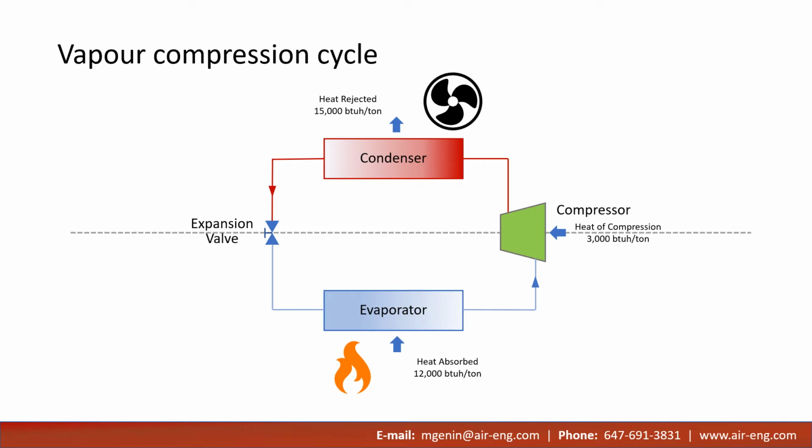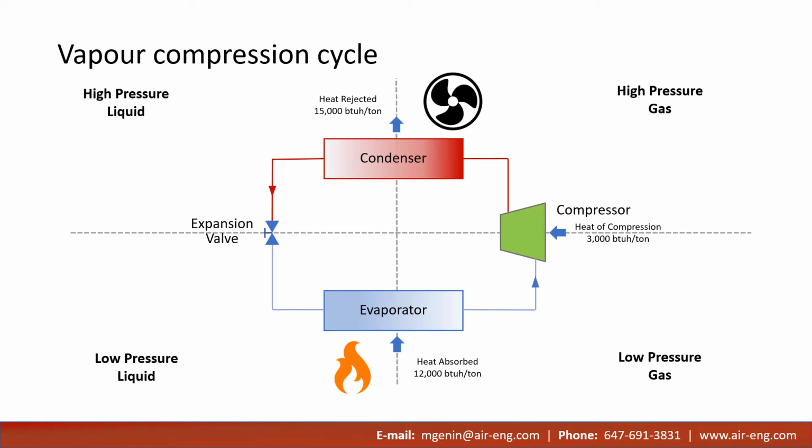Recall that we discussed manipulating the operating pressure of the system to adjust the evaporation and condensing temperature of the refrigerant. This vertical line represents the division between a gas and a liquid. Everything to the right of this line is a gas, and everything to the left of this line is a liquid. This means that there are four main conditions in which the refrigerant exists: a high pressure liquid, a high pressure gas, a low pressure liquid, and a low pressure gas.